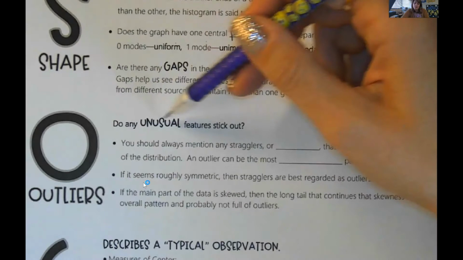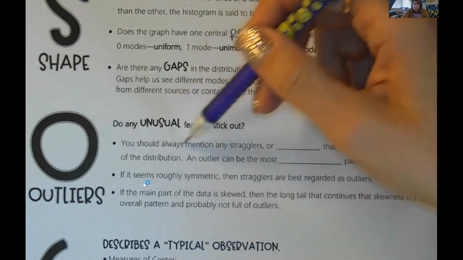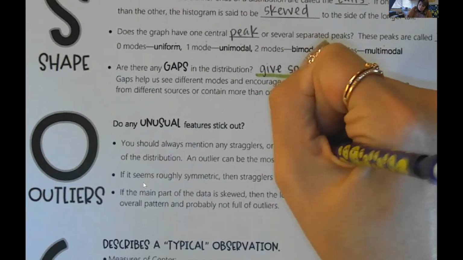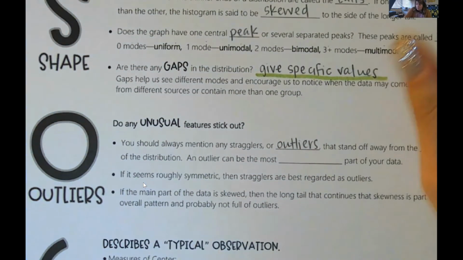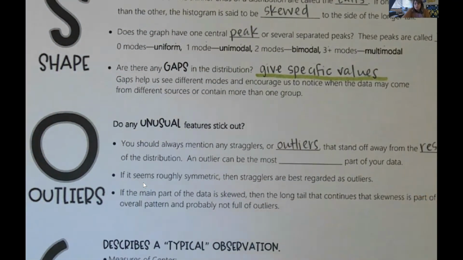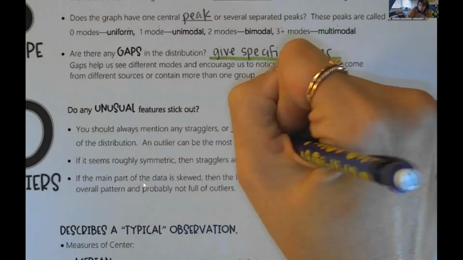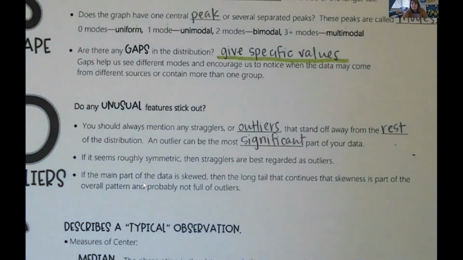Very large gap. So speaking of outliers, you want to note if any unusual features stick out. You should always mention any stragglers or outliers that stand away from the rest of the distribution. An outlier can be the most significant part of your data.